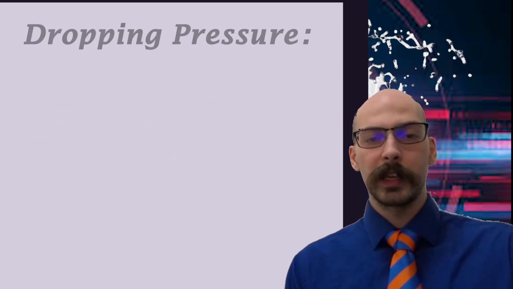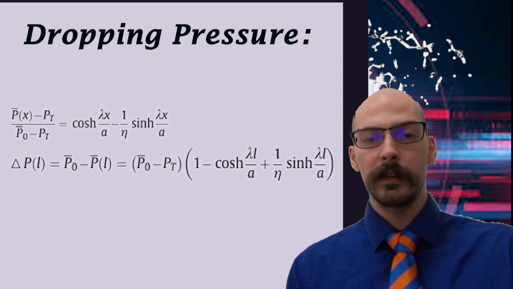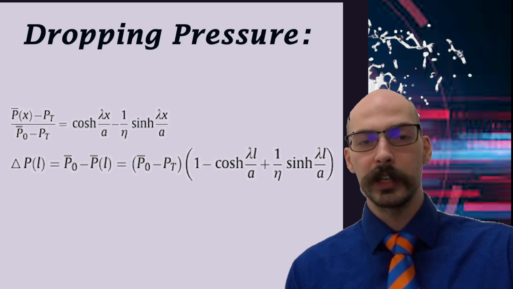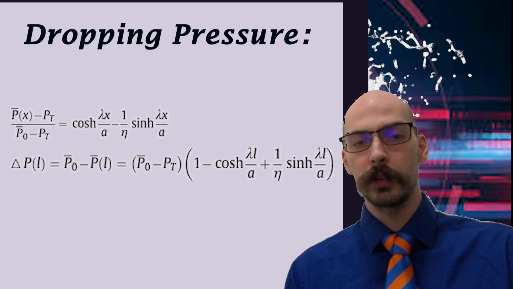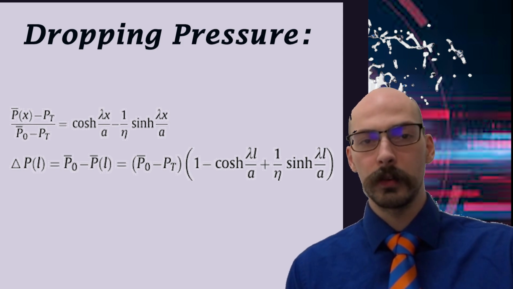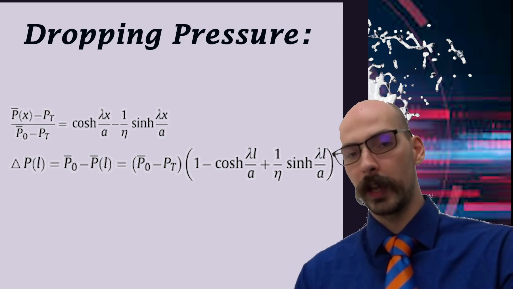The drop in pressure can be calculated using the mean value pressure difference equation at x equals 0 and x equals L, which leads to the equation at the bottom of the screen.